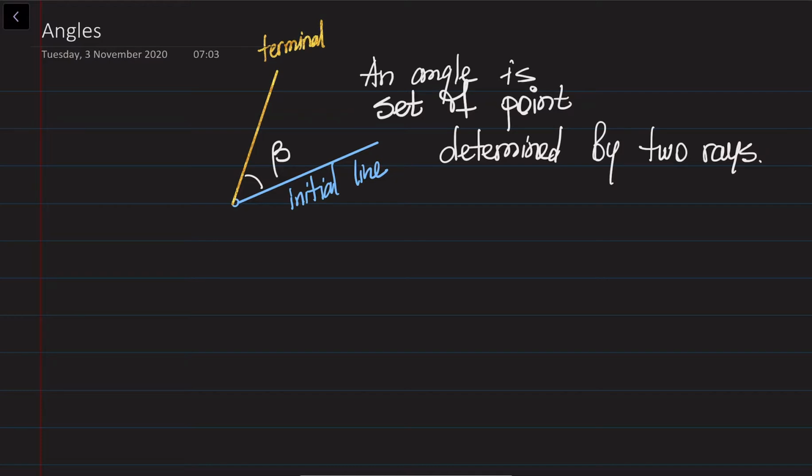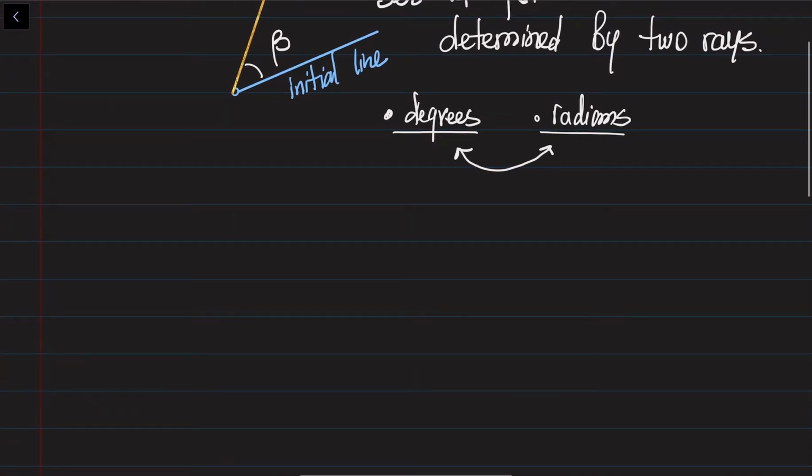We can measure the angles using degrees, or you can measure the angles using radians. So in this video lecture, we're going to talk about the measurement of angles in degrees, and how we can measure angles using radians. What is the relationship between radians and degrees? And also, we're going to talk about the definitions of the reference angles, the standard angles, the acute angles, complementary angles, and so on.